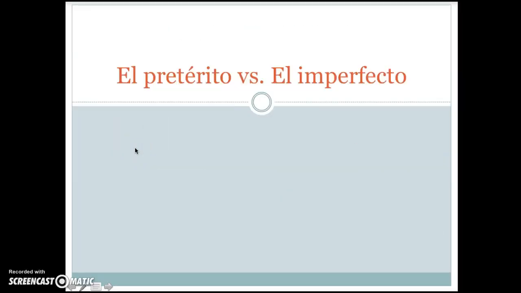Hi, you guys. I thought I would take this opportunity to go over a short PowerPoint giving a little bit more instruction on preterite versus imperfect. I noticed some of you guys struggled with that in the exam, so here's a little bit of extra help.